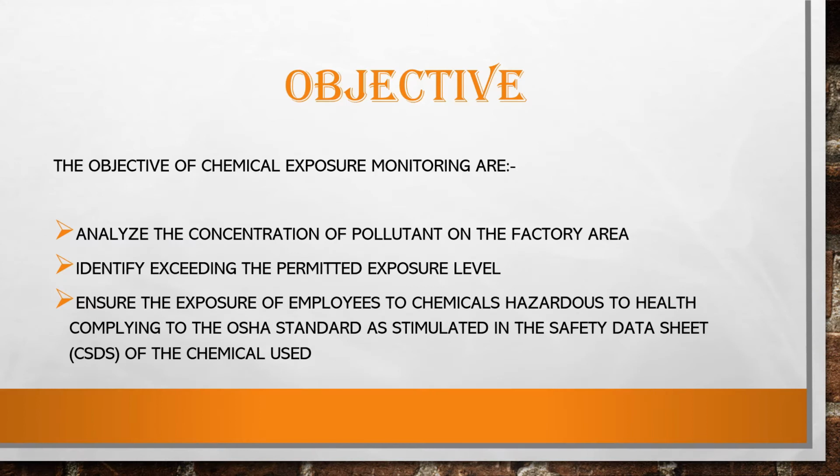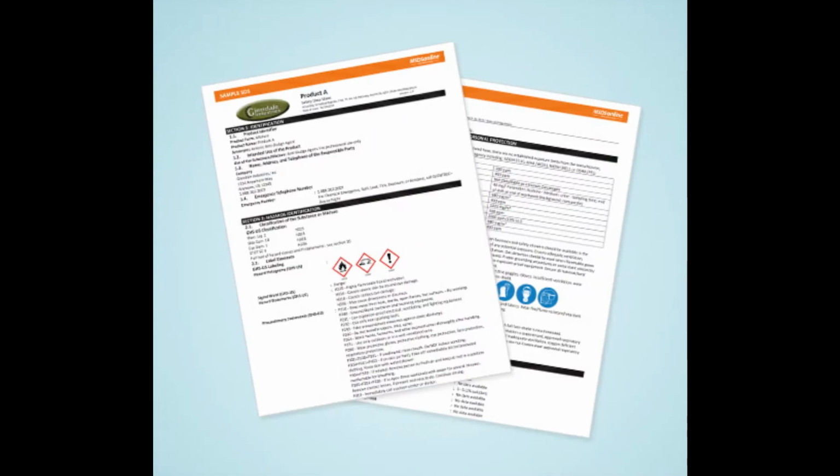So the objectives of CEM are, first of all, we have to analyze the concentration of pollutants in the factory area. Second, we need to identify exceeding of the permitted exposure level. And finally, ensure the exposure of employees to chemicals hazardous to health complies with the OSHA standard as stipulated in the safety data sheet, SDS, of the chemical used.